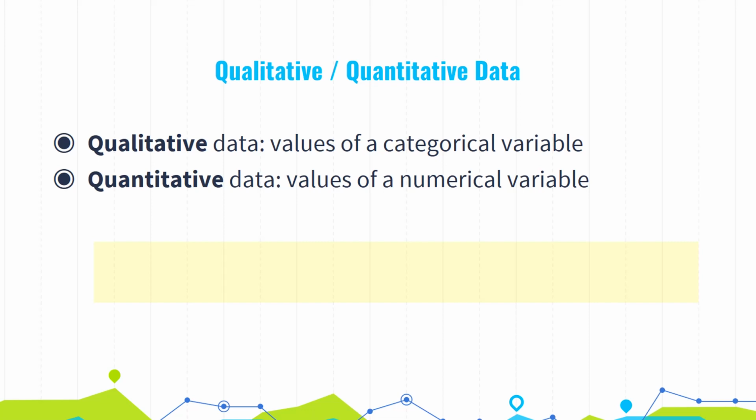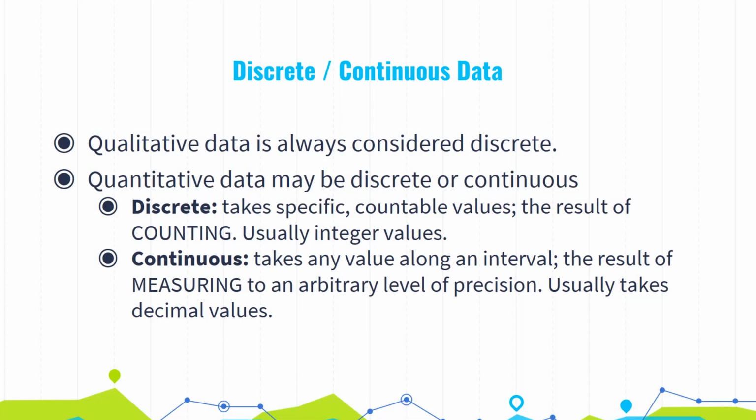Qualitative data, they're values of a categorical variable. Quantitative data are values from a numerical variable. So this is just some terminology you want to be familiar with. Qualitative versus quantitative. So qualitative, like we're looking at qualities, categories. Quantitative, quantities, right? Discrete versus continuous. First of all, it's good to know that qualitative data is always considered to be discrete, but quantitative data may be either discrete or continuous.